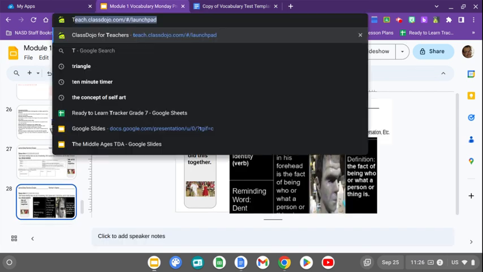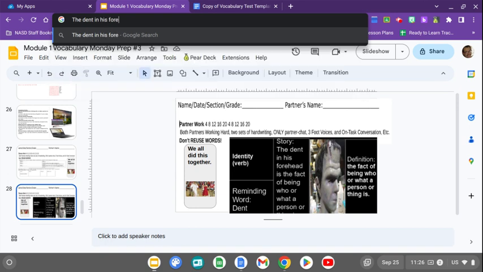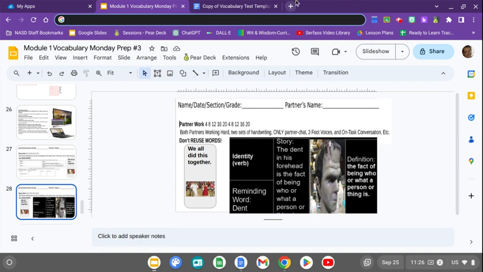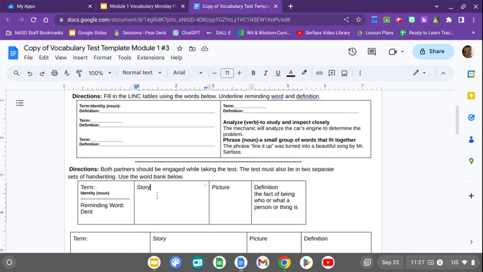It looks like it says the dent in his forehead is the fact of being who or what a person or thing is. And that's the thing about Frankenstein. He's both thing and person. Boy, did he have trouble with that. So I've got my word dent, the reminding word. I've got the fact of being who or what a person is, the definition.